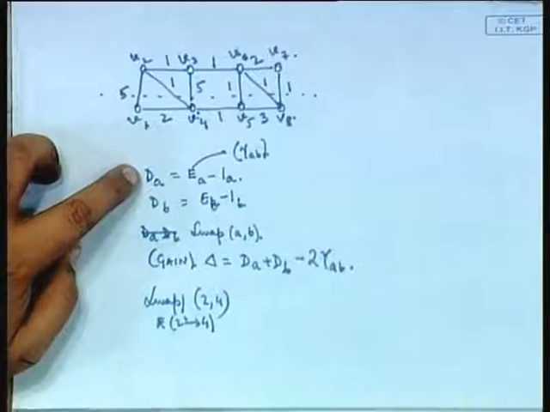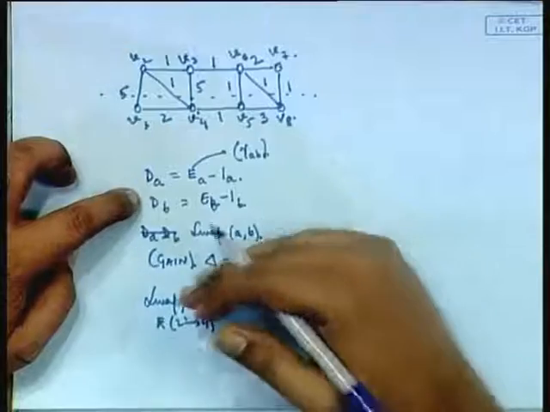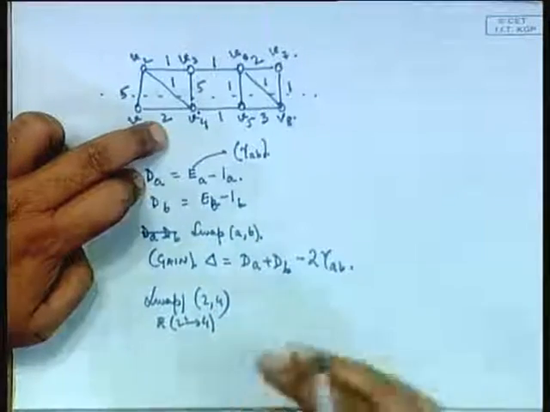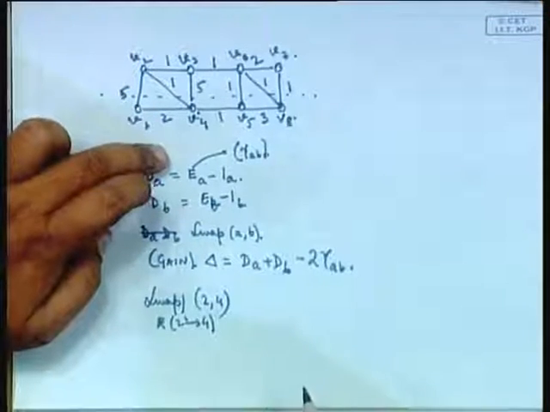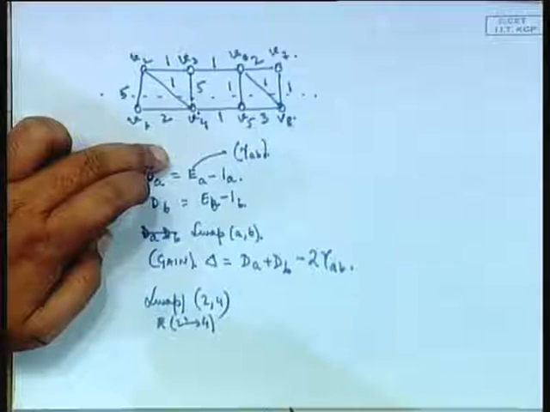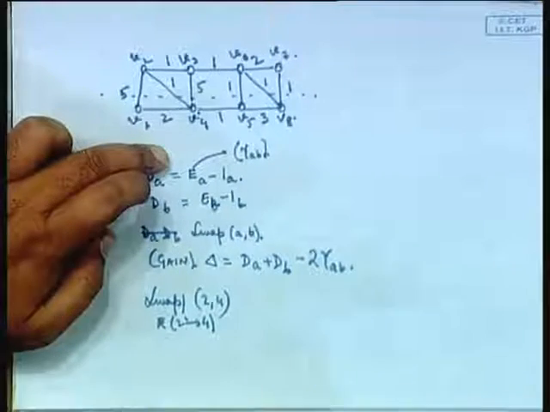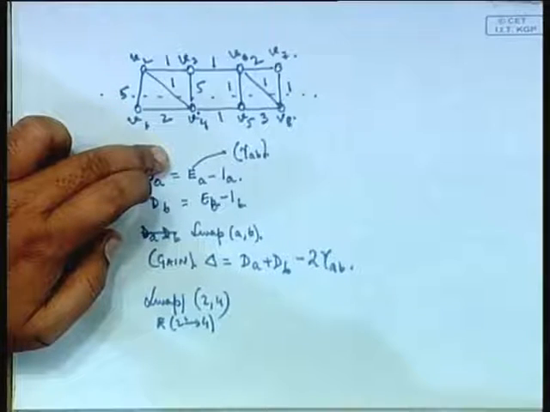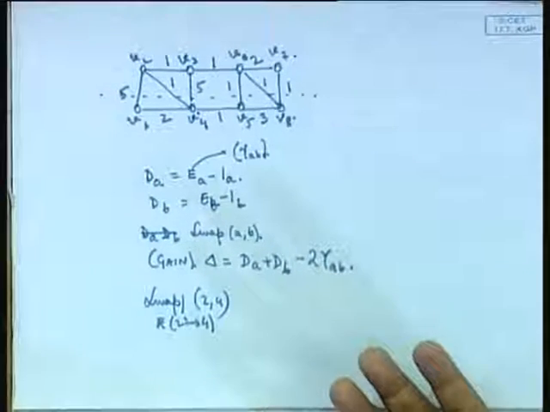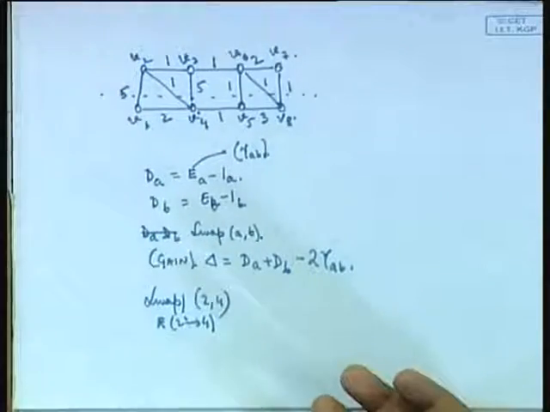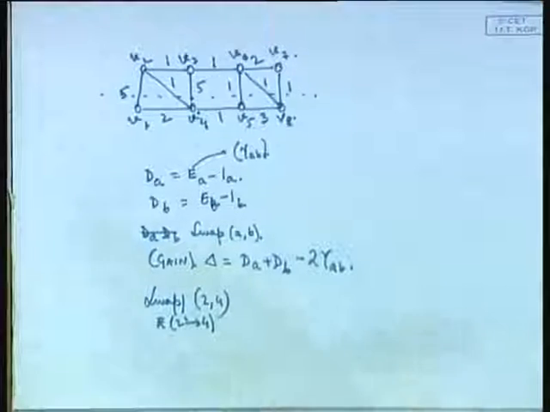See, first forget everything, just 1. If I have taken this to here without swapping, what would have happened? How much would I have gained? All internal links would have become external links and all external links would have become internal links. So, I would have gained dA, and if I have taken this to there, then I gain dB. So, dA plus dB, but what have I lost?